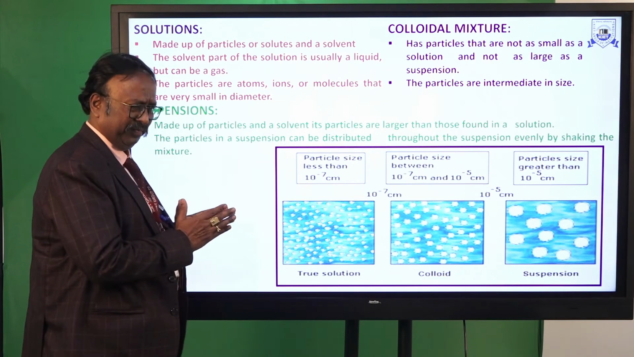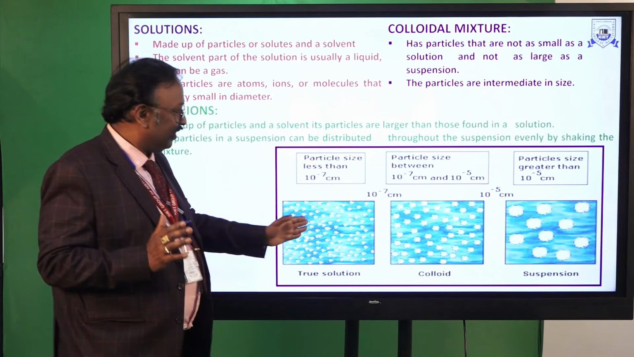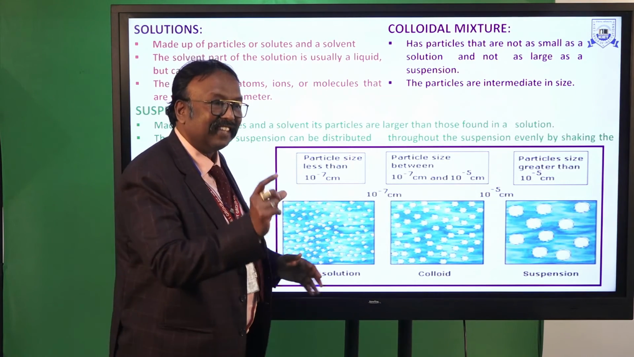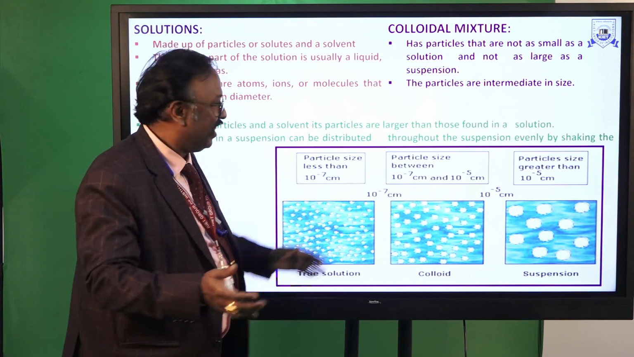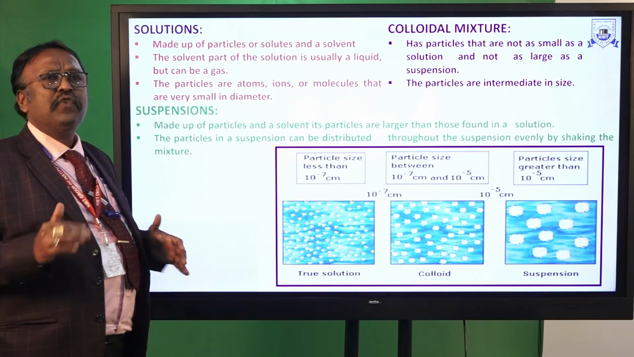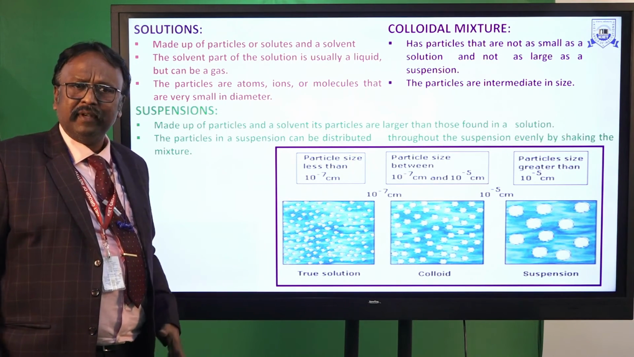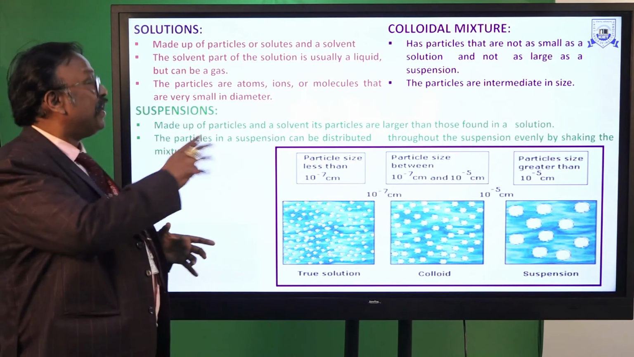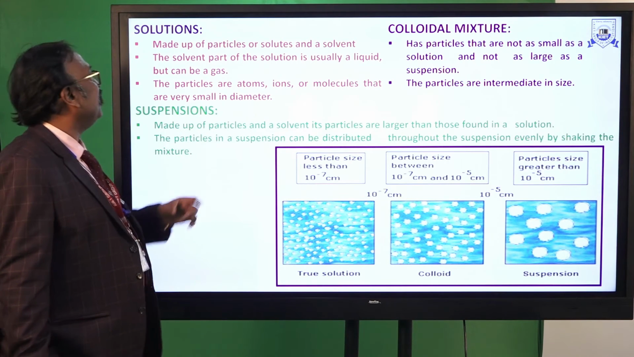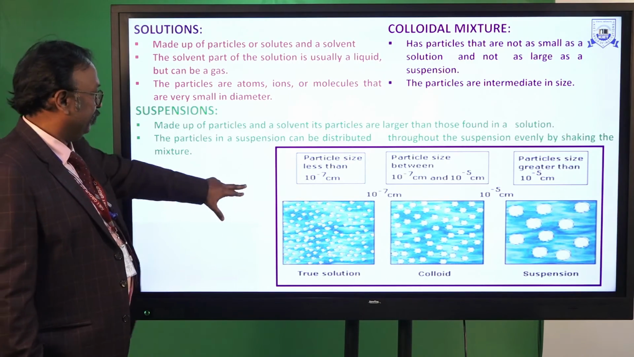You observe the particle size range we have seen. These are very small. When you come to colloids, the size of the particle is somewhat bigger, and in suspension the particle size is bigger still. In this way we can differentiate all three. Two phases are there, but the differentiation depends upon the particle size range. We have differentiated these three: true solutions, colloidal mixtures and suspensions.